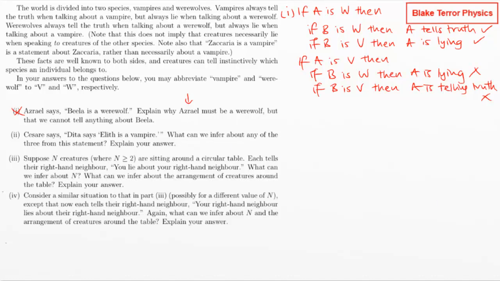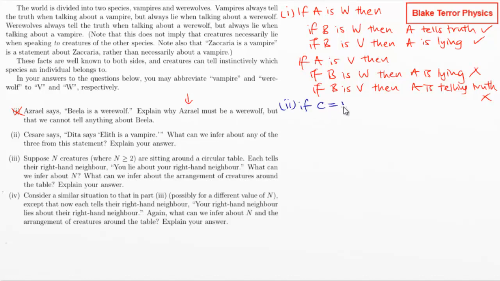Part 2. C says that D says E is a V. What can we infer about any of the three from this statement? Right. So we've got C saying what D has said about someone else. Now this bit D says about E, we've dealt with in the previous part. But C is talking about D, not about E. So what we care about is whether C and D are the same or not. So let's go with that then.